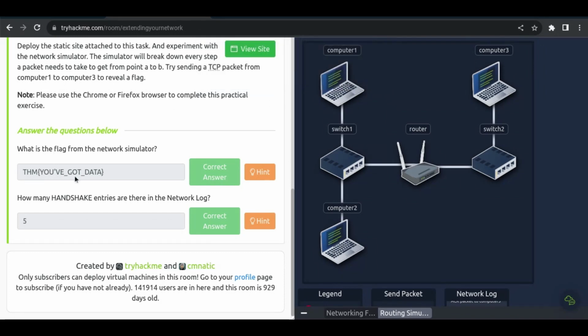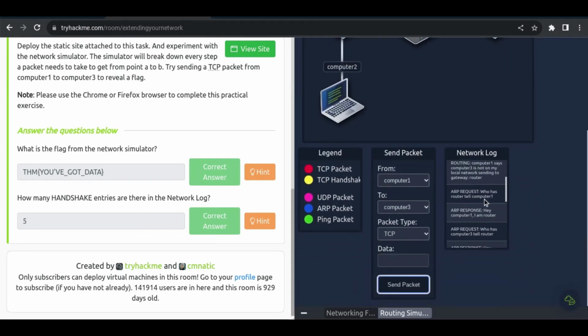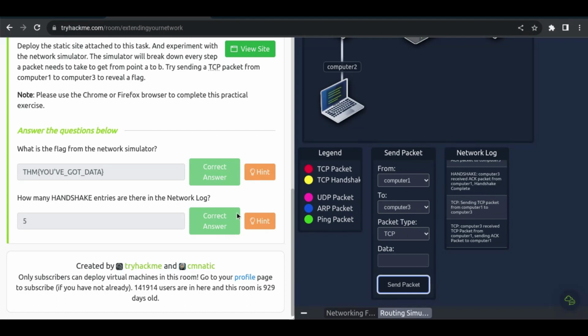So how many handshake entries are there in the network log? All you've got to do is go to the network log and count. So at 1, 2, 3, 4, 5. It's 5, and there you have it. This concludes this section.